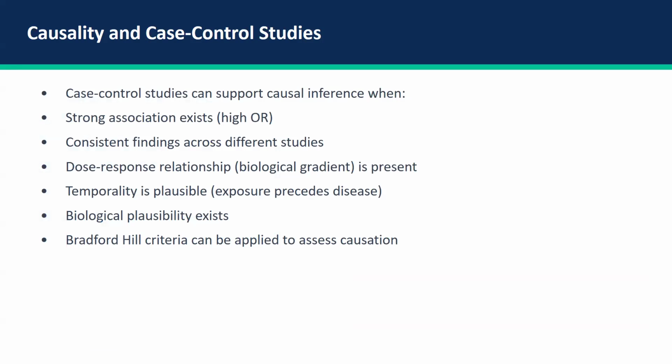Causality in case control studies: they can support causal inference when the Bradford Hill criteria can be applied, and some of the points from this criteria are present, like there is strong association which exists, meaning a high odds ratio, consistent findings are there, dose response relationship is present, temporality is present, meaning exposure is present before the disease, and biological plausibility exists. Then we can infer that a case control study can be causal.